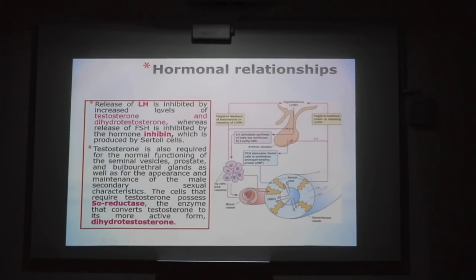Release of LH is inhibited by the increased levels of testosterone and dihydrotestosterone, whereas release of FSH is inhibited by a hormone which is called the inhibin, which is produced by the Sertoli cells. So when you have enough androgen binding protein, the Sertoli cells are going to secrete inhibin, which is going to inhibit the secretion of the FSH from the pituitary gland. So that is also very, very important.